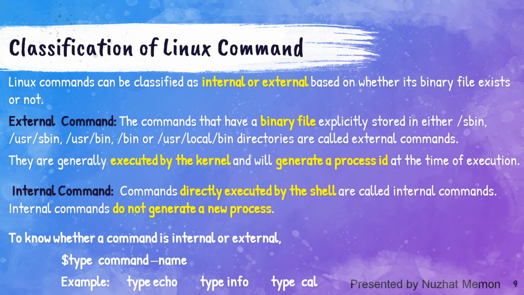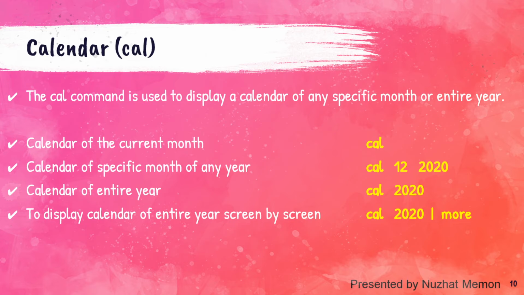Now we will see internal commands. Commands directly executed by the shell are called internal commands. So it is directly executed by the shell, and it will not generate any process ID. To know whether a command is internal or external, we have to use the command type, that we have done practically.